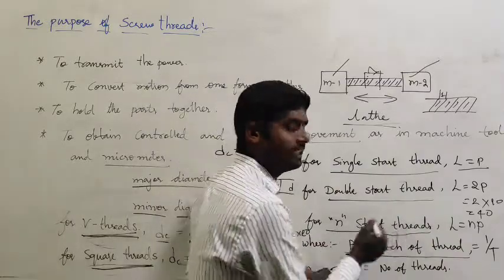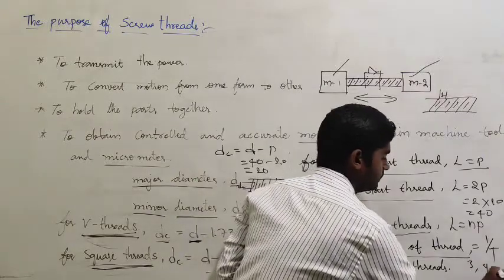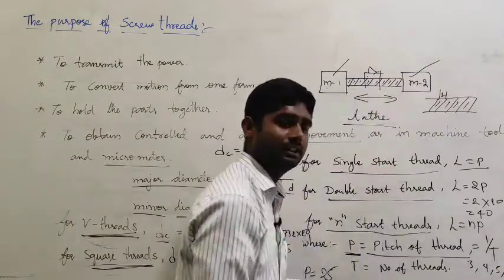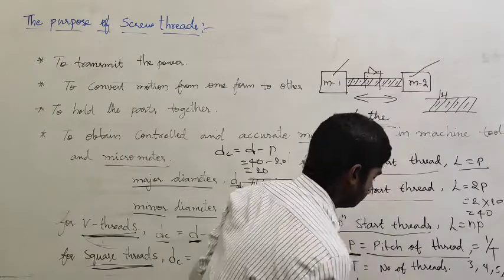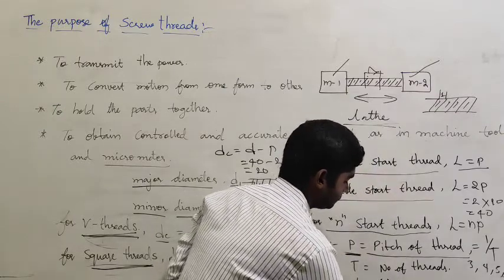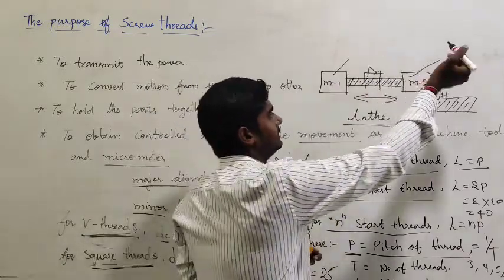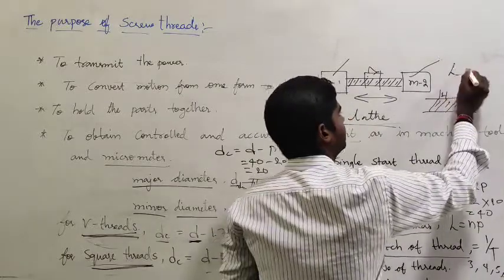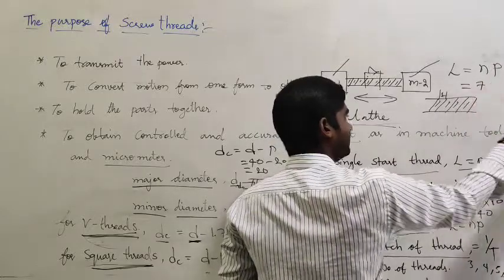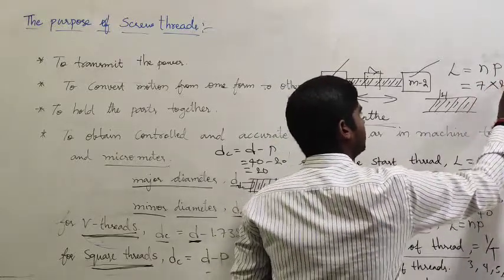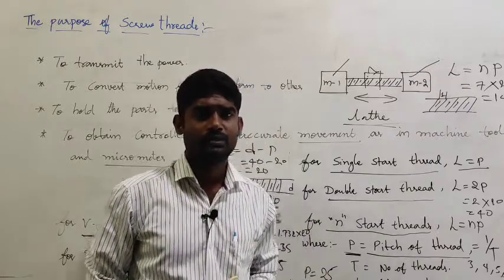Let's see N start threads. N means number of starts, like 3, 4, 5, 6, 7. Using this, L is equal to N times P. For 6 starts, 6 into 20 is 120. For number of starts L equal to N into P, with 7 starts, 7 into 20 is 140. This is one example.